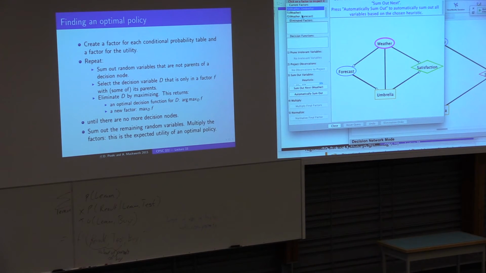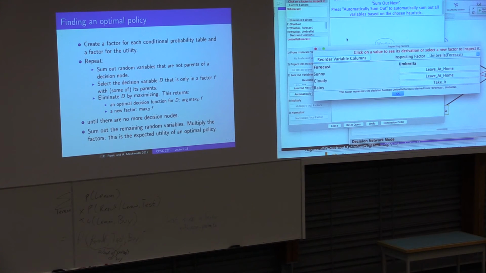Weather forecast. Hang on, let's sum out weather. Right, this is the program that says if it's rainy, take it, else leave it at home. So it's if the forecast is rainy, take it, else leave it at home. That's my function, a function of the parents. It says what I'm going to do.